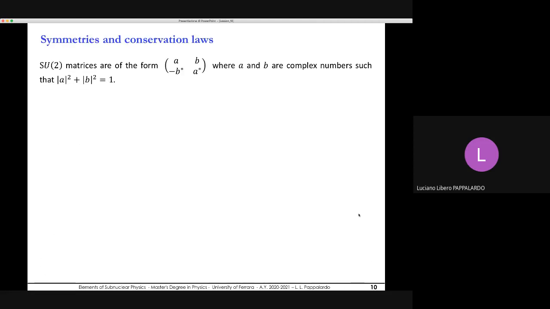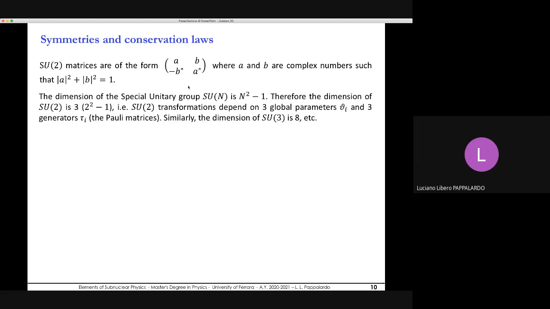Okay. Now, a few general remarks about SU2 or SUN in general. SU2 matrices are of the form (A, B; -B*, A*), where * is the complex conjugate, where A and B are complex numbers in general, such that the sum of the squared moduli is 1, which corresponds to the determinant being equal to 1. The dimension of the special unitary group in general, SUN, is N squared minus 1. Therefore, the dimension of SU2 must be 3, because it is 2 squared minus 1, which is 3.